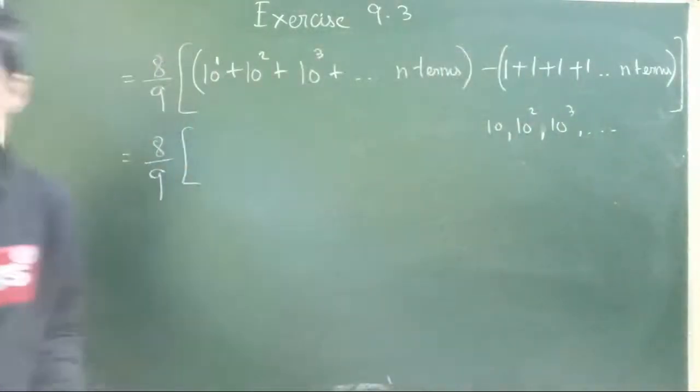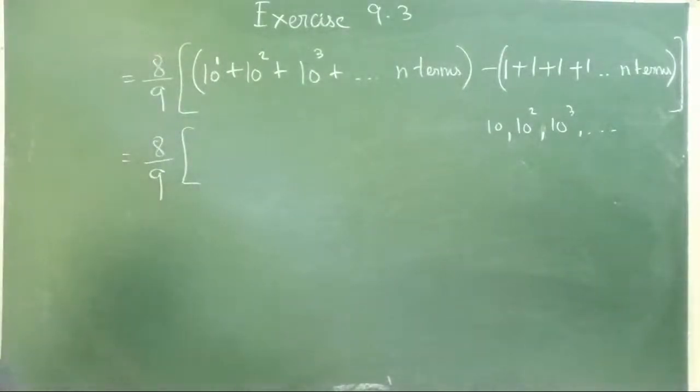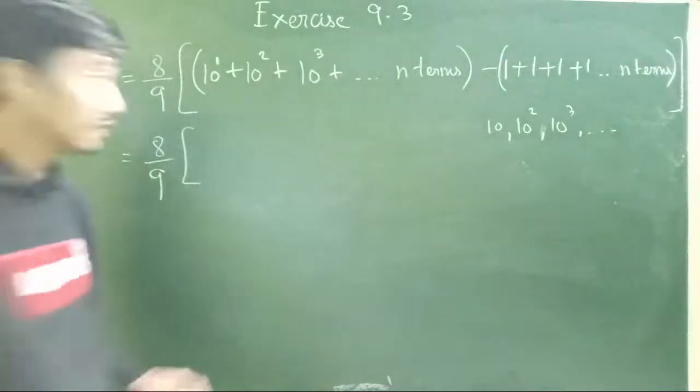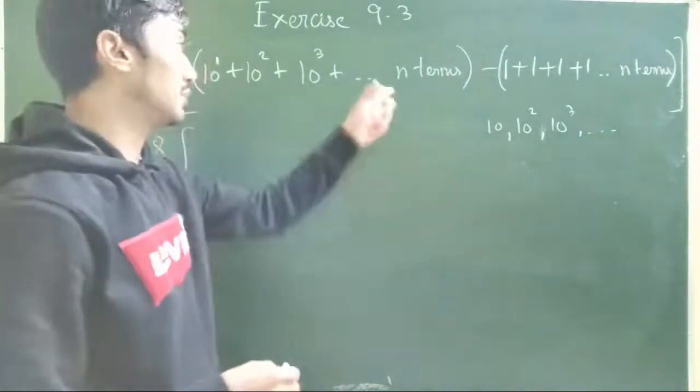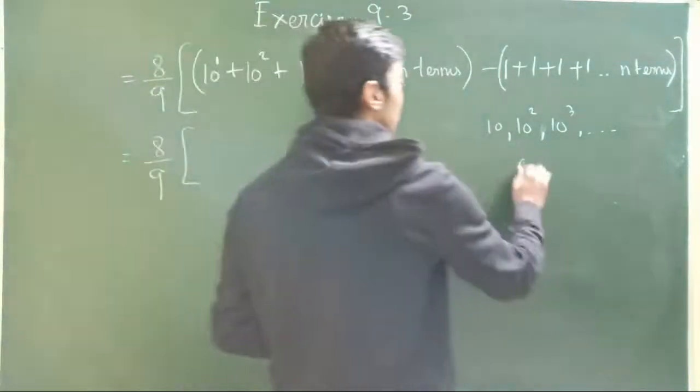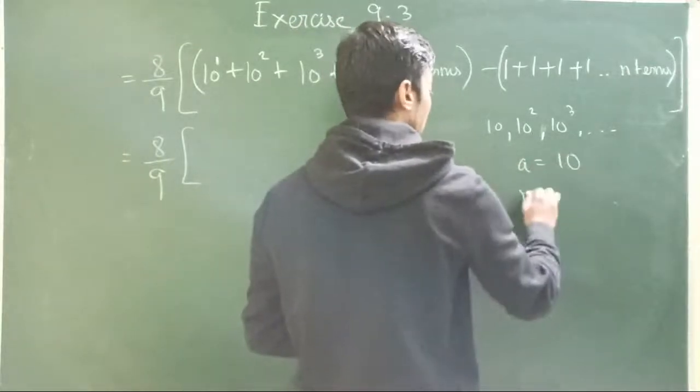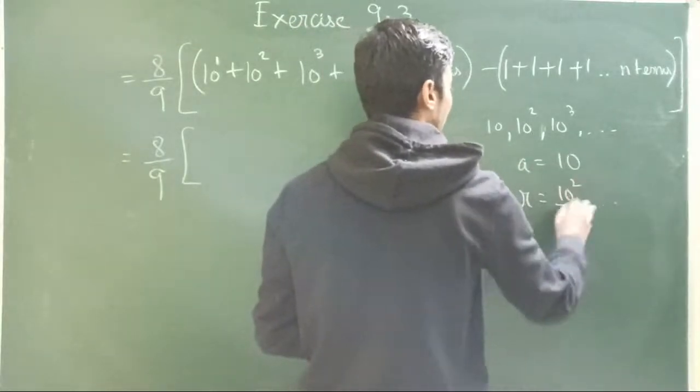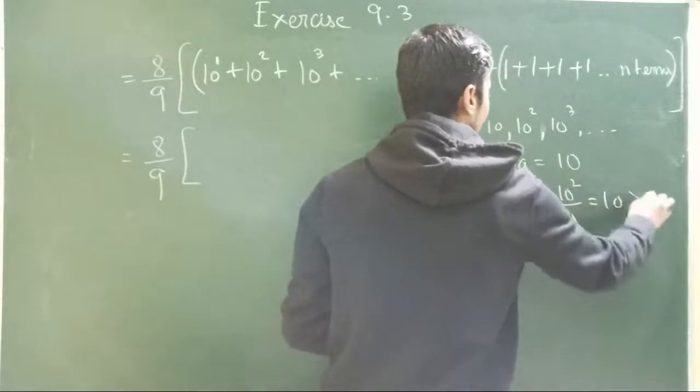It does, doesn't it? It does represent terms of a geometric progression. So that's what we have been trying to do here, up to n terms. So here, what is the first term that we have? It is 10. What is the common ratio? That's 10 squared by 10, so that's 10, which is greater than 1.